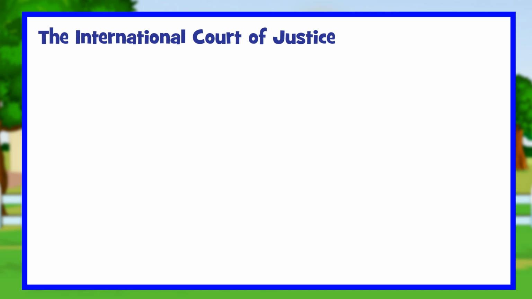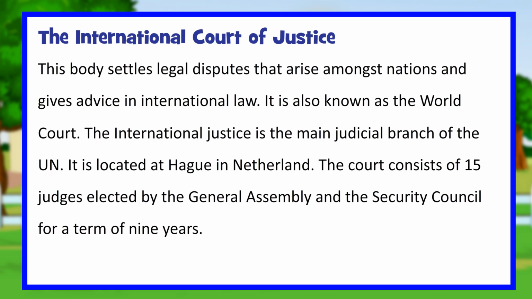The International Court of Justice. This body settles legal disputes that arise amongst nations and gives advice in international law. It is also known as the World Court. The International Court of Justice is the main judicial branch of the UN. It is located at Hague in Netherlands. The court consists of 15 judges elected by the General Assembly and the Security Council for a term of 9 years.